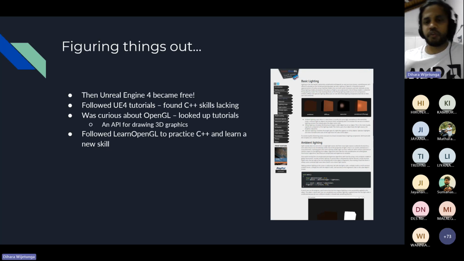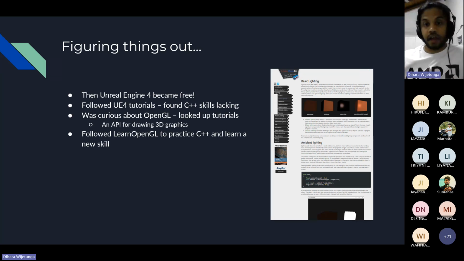So I remembered this thing called OpenGL, and I was curious to know what that was because I heard it was related to graphics. And in case you don't know, OpenGL is a graphics API that is used to communicate with the GPU to draw 3D graphics. And it's one of the things used by games.